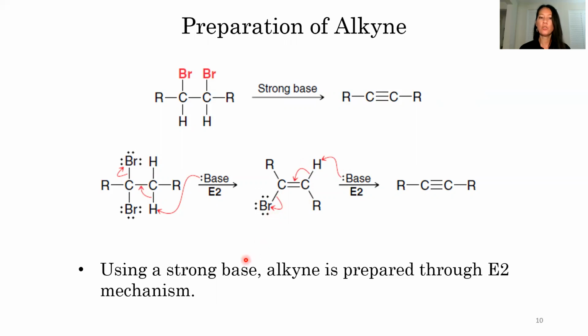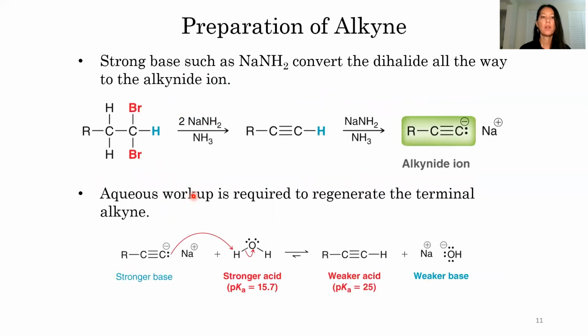This is called an E2 mechanism. It's elimination bimolecular, and basically it's happening in one step. You do need a strong base to do this, so we usually use sodium amide here to carry out the elimination. So you need 2 equivalents at least to deprotonate and kick out the bromide. That gives this alkyne product. However, if you still have some of the sodium amide base floating around, it's just going to automatically deprotonate this to give the alkynide anion.